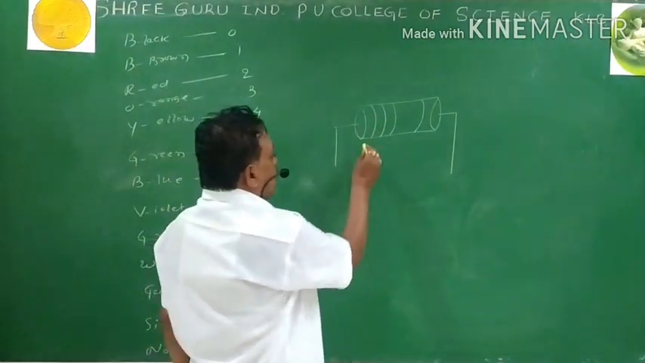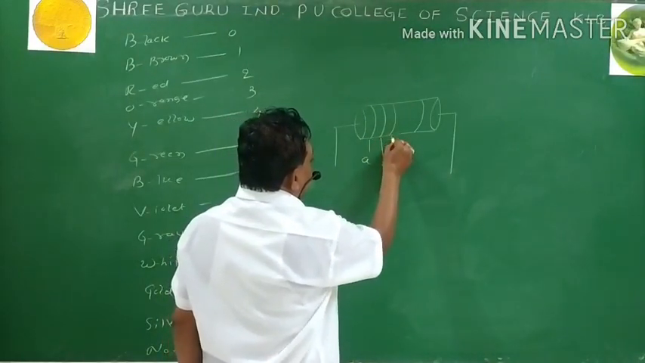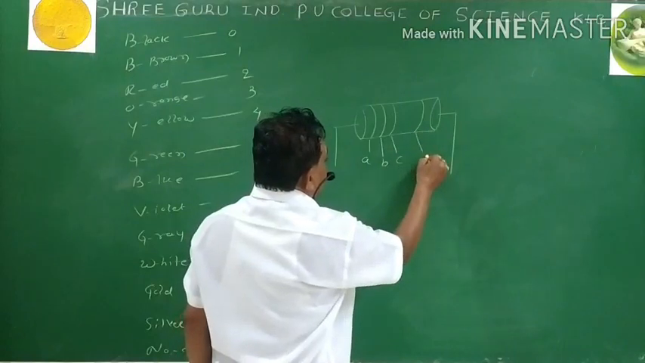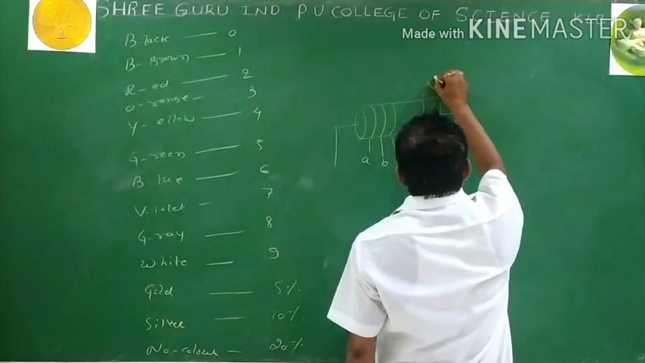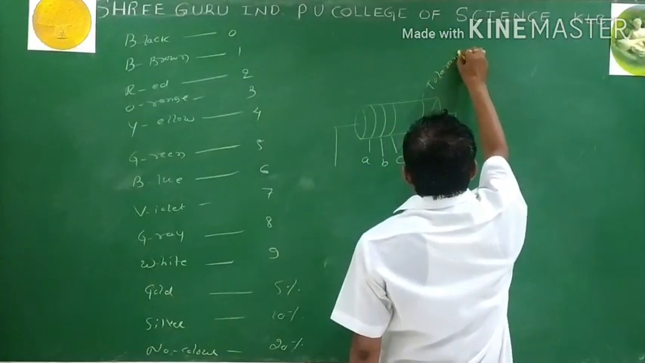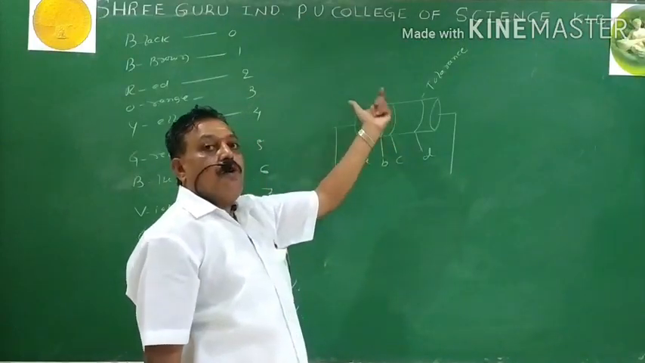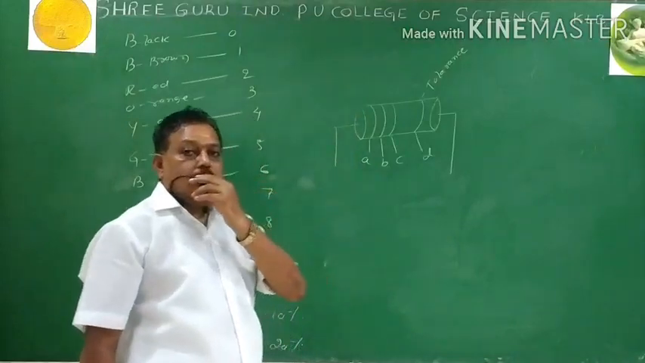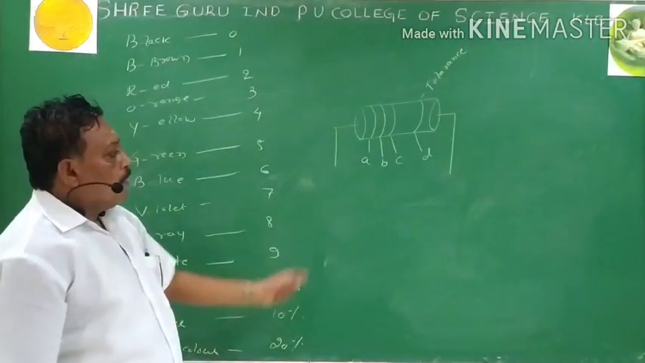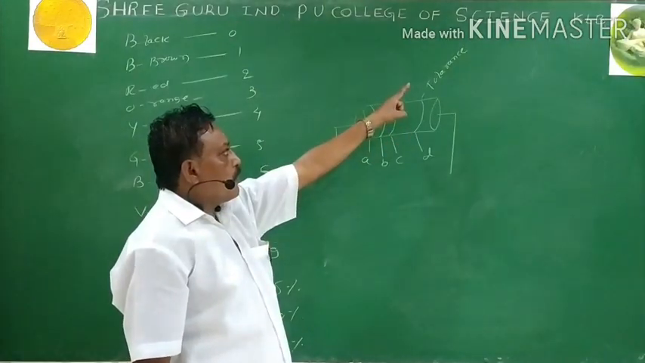Now this is the first color band, I call this A. This is the second color band B. Third color band C. And fourth color band D. Now this is meant for tolerance. What is the tolerance? How much maximum and minimum opposition is offered by the resistor to the flow of current. That measures its tolerance. So now these are the four color sequence, and the fourth band represents tolerance.